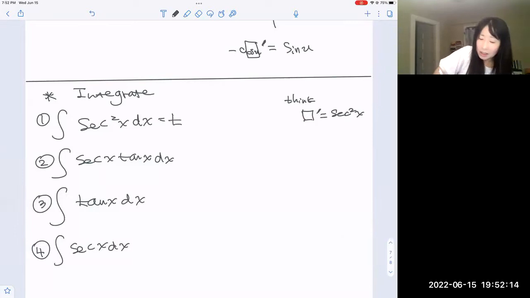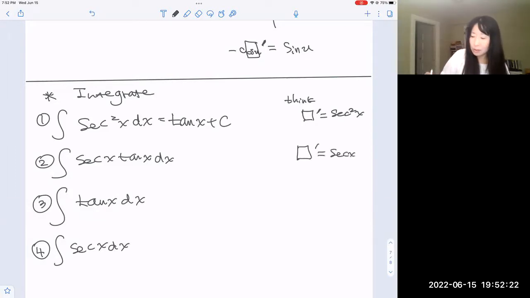It's tangent x. Yes, thank you. How about this? Number two. Think what derivative will make us secant x. Secant x. Excellent. Then there's one I can secant square x. Secant x tangent x. Good. All right.